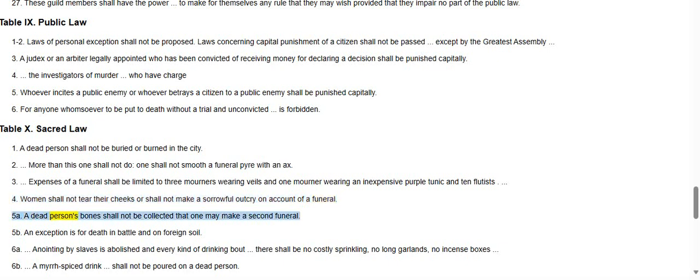5a. A dead person's bones shall not be collected that one may make a second funeral. 5b. An exception is for death in battle and on foreign soil. 6a. Anointing by slaves is abolished and every kind of drinking bout. There shall be no costly sprinkling, no long garlands, no incense boxes. 6b. A mass spice drink shall not be poured on a dead person.